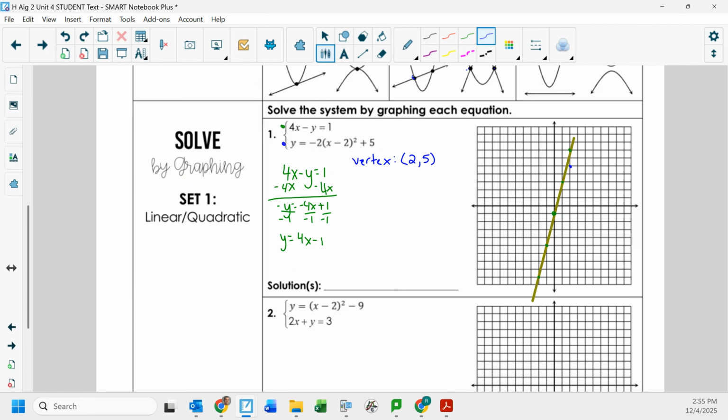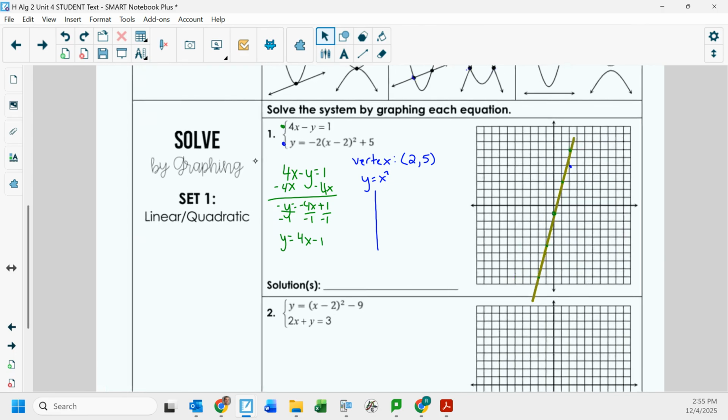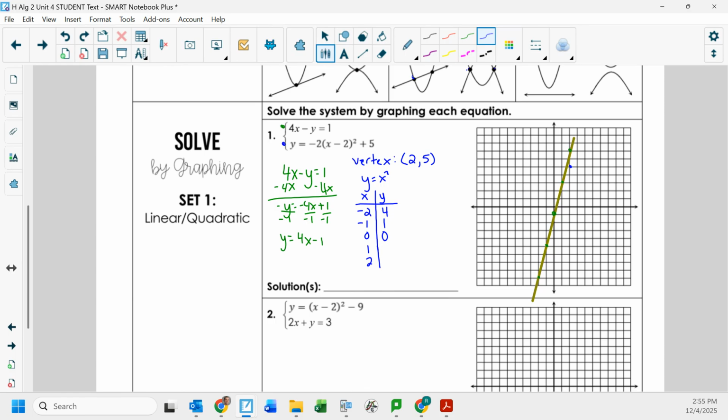And then we also want to remember our parent graph table for a parabola. Our parent graph table, remember, goes from -2 to 2 in the x's. And then we can plug each of those x's in and square them. So -2 squared is 4, -1 squared is 1, 0 squared is 0, 1 squared is 1, and 2 squared is 4.